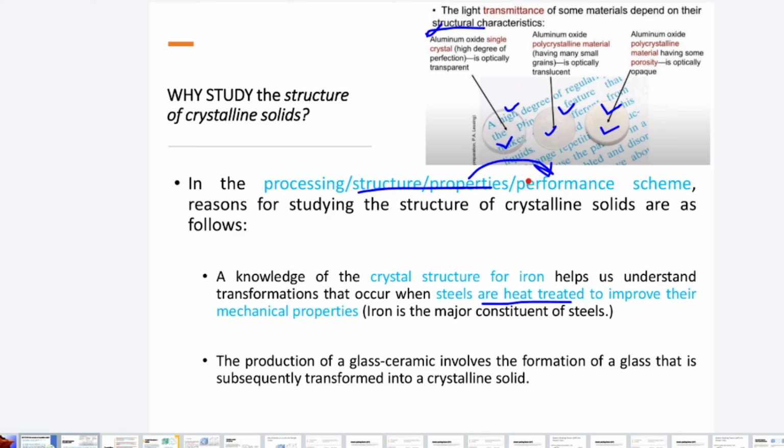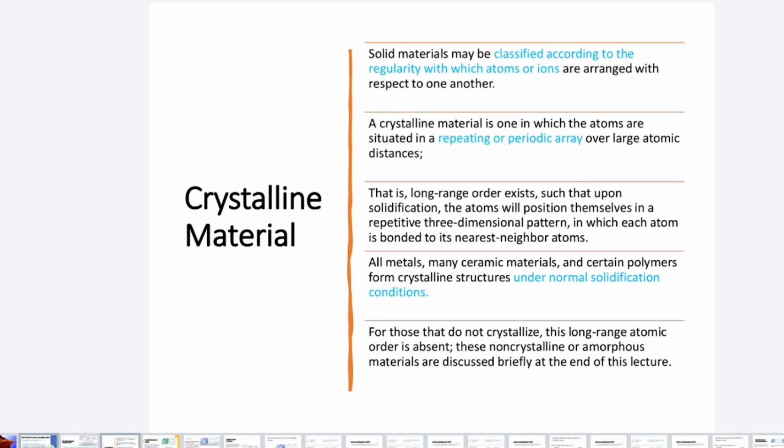So in today's class, we will be studying crystalline solids and their structure, the crystal structure of solid material. So what is a crystalline material? We will start from here.